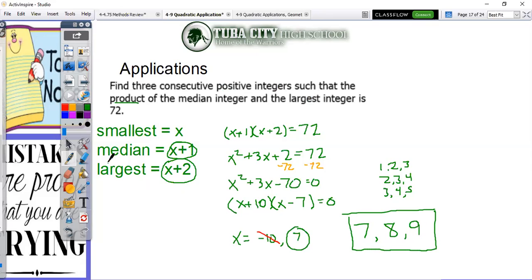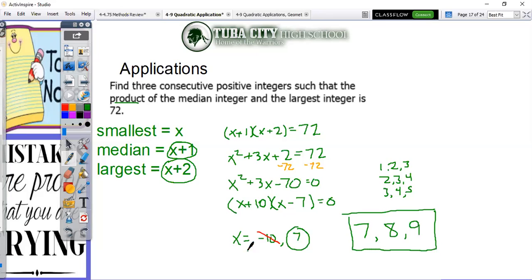There you go, 7, 8, 9. And we could double check this too. So 8 and 9, multiply 8 times 9, you get 72. So we just checked it, and it literally took like 2 seconds to check it. So the middle and largest, yeah, they multiplied it, 8 and 9.